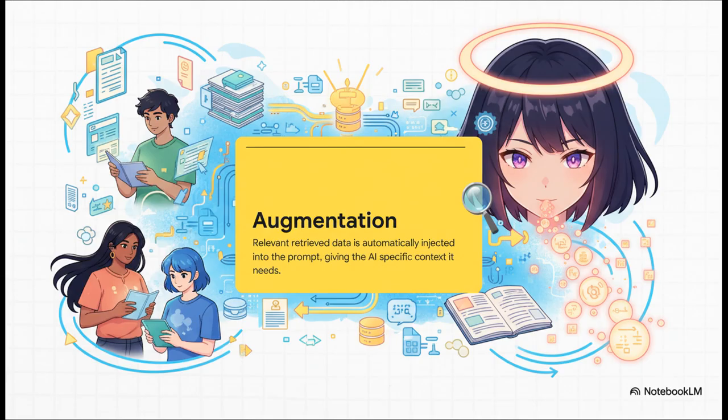All that relevant info we just found gets automatically stuffed into the prompt right alongside your original question. It's like giving the AI a little cheat sheet just for that one question. This gives it the exact context it needs to be accurate, and the best part? You don't have to do any expensive, time-consuming retraining of the model.